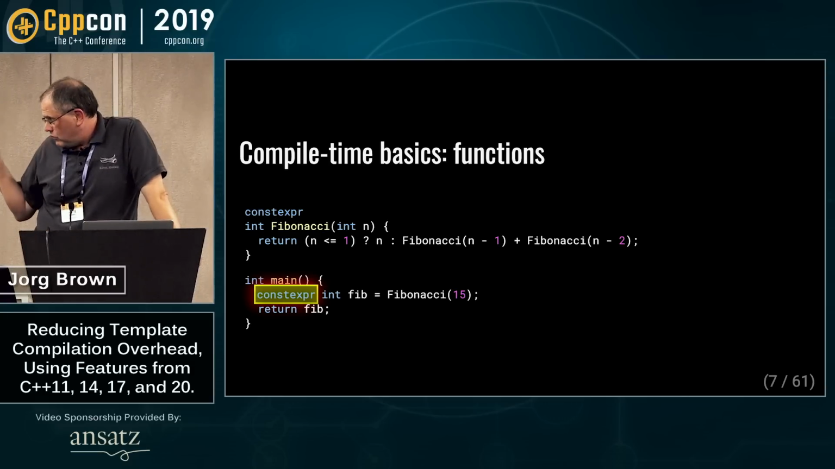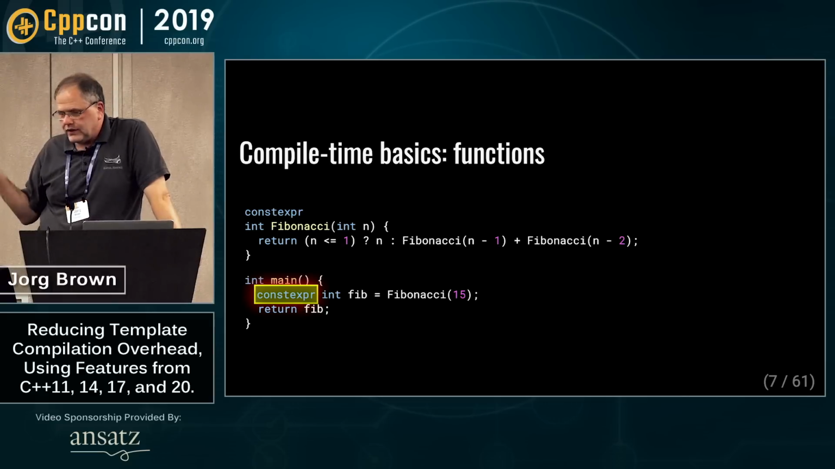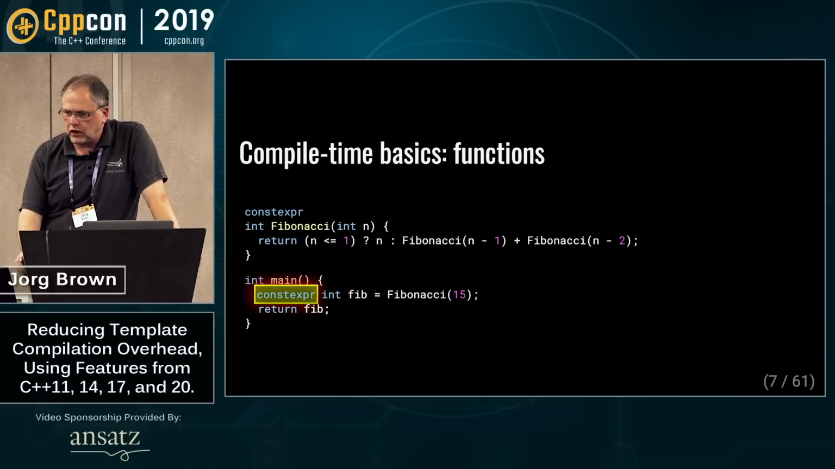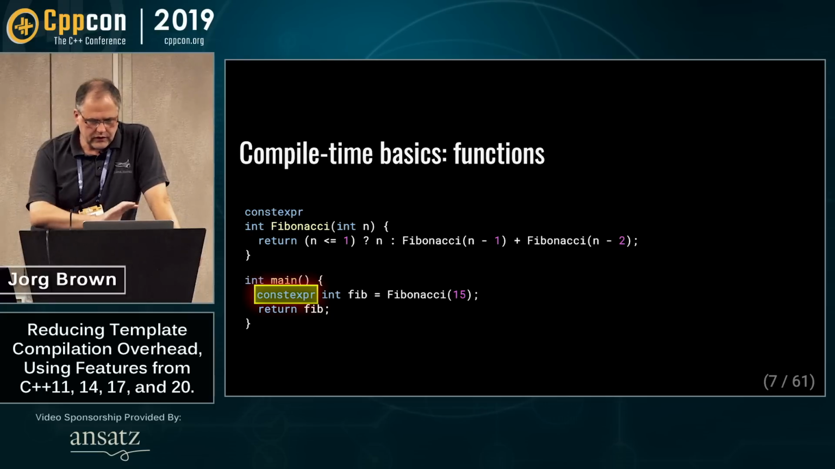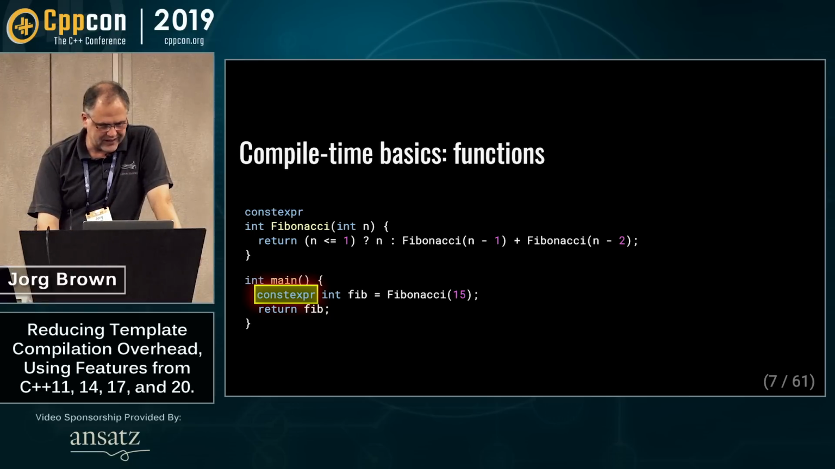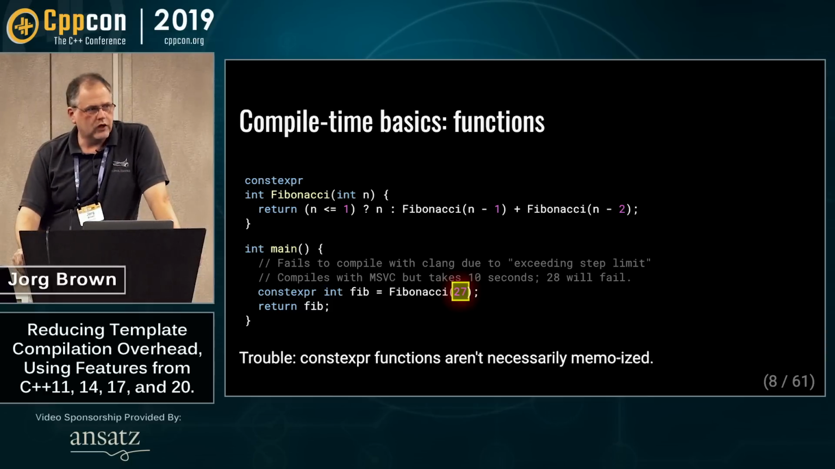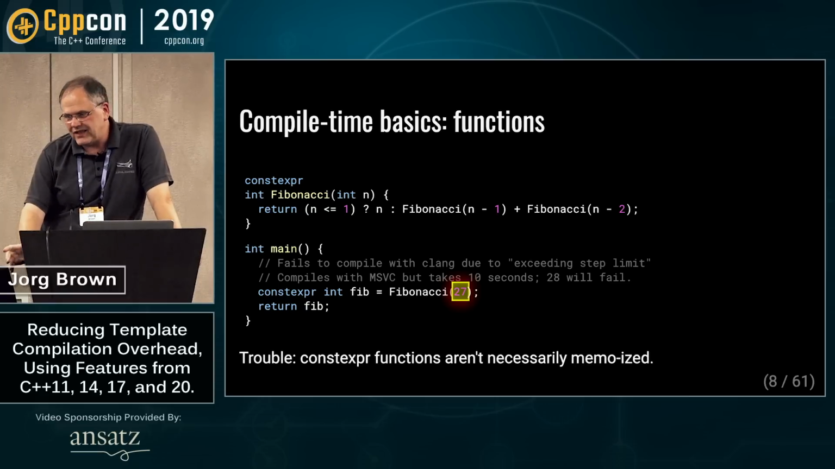So we'll take the result of Fibonacci and assign it into a constexpr variable. Now the compiler has to execute it at compile time. This still works okay, actually. However, let's up that number from 16 to 27. And now it fails to compile with Clang. It'll give you an exceeding step limit error. Microsoft Visual Studio will compile it, but it'll take about 10 seconds to compile it.